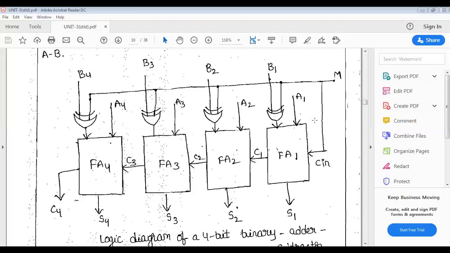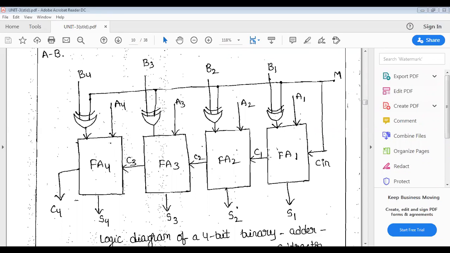The second full adder FA2 takes C1 and two other inputs, A2 and B2 bar. How do we get B2 bar? B2 exclusive OR with 1. So the second full adder takes A2, B2 bar and C1. It generates S2 and C2.